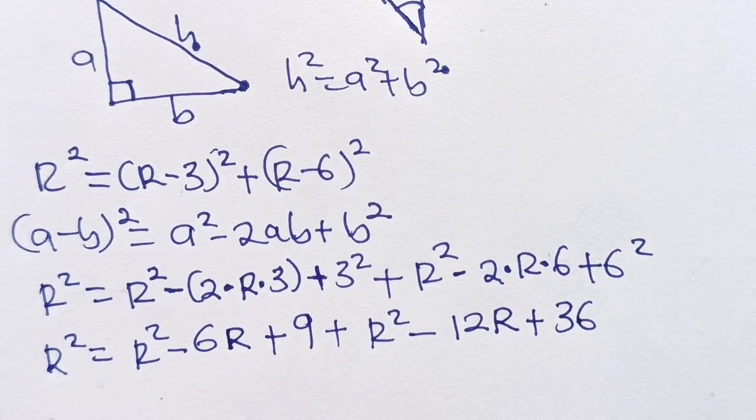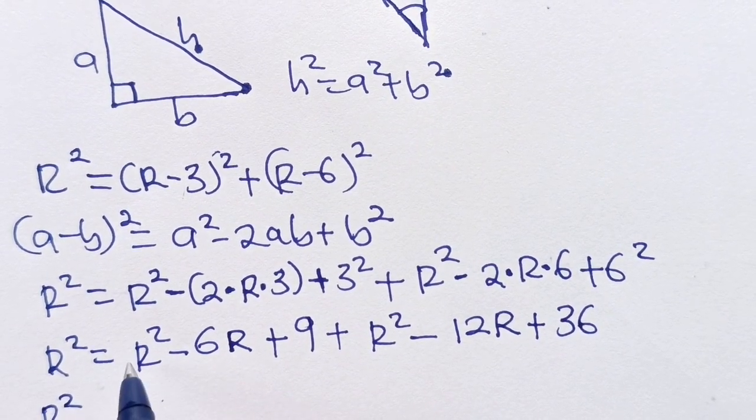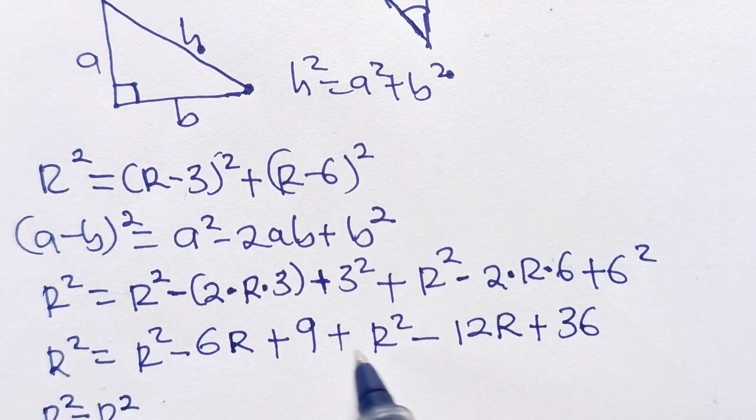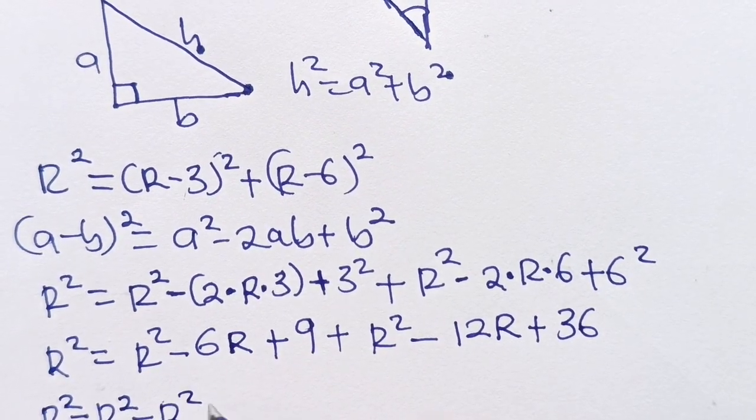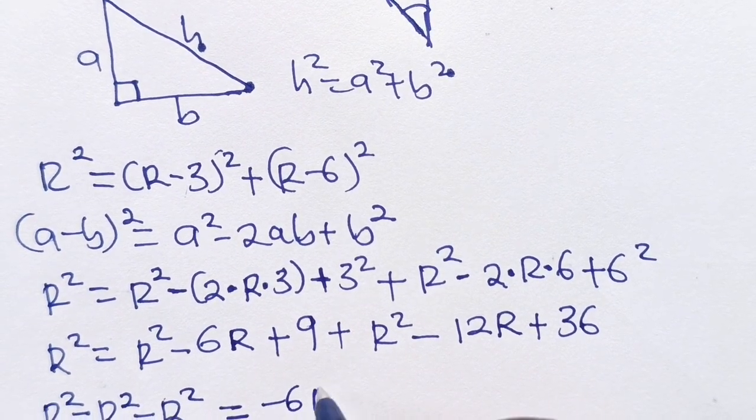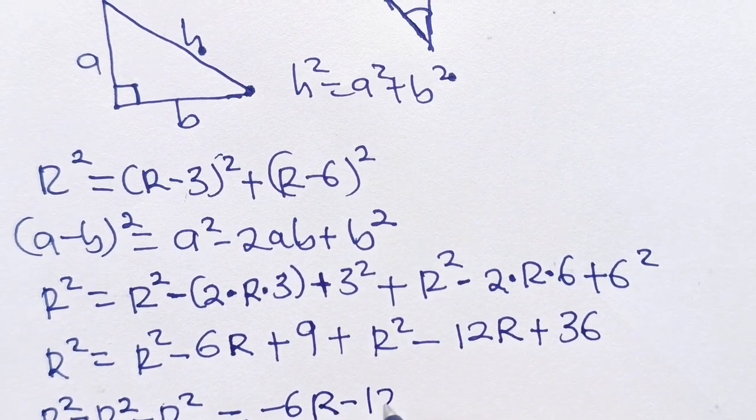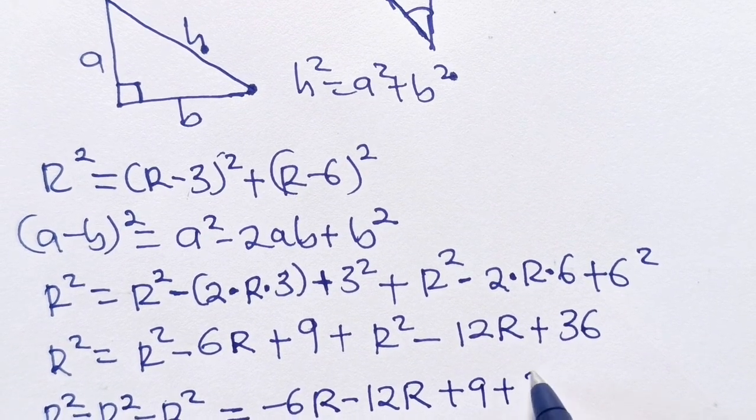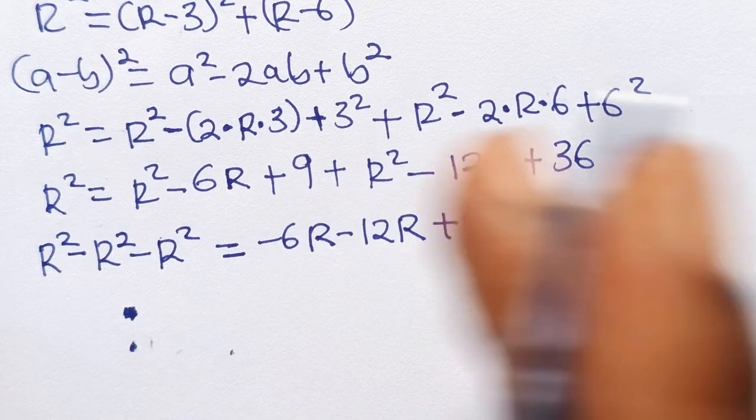Now let's collect like terms. We have r squared plus r squared, which will cross to become minus r squared, plus r squared, which will also cross to become minus r squared, is equal to minus 6r, minus 12r, plus 9 plus 36. Okay, that's what we have.